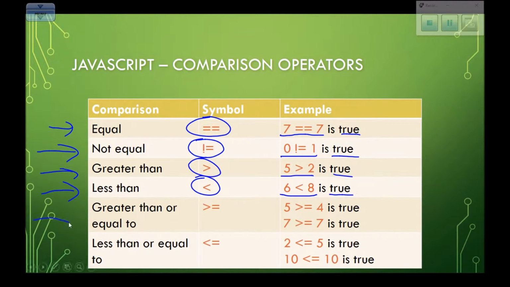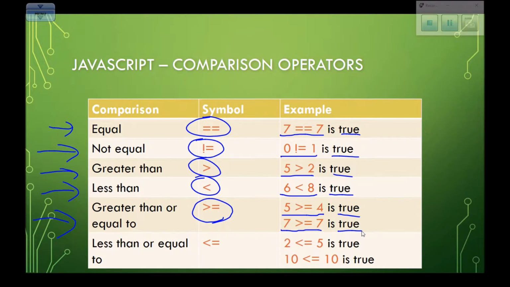For greater than or equal to, I'm actually going to use the greater than symbol followed immediately by the equal symbol, because I don't have one key that is both of those on the standard keyboard. So 5 is greater than or equal to 4 is true, because 5 is greater than 4. And 7 is greater than or equal to 7 is true, because 7 is equal to 7.